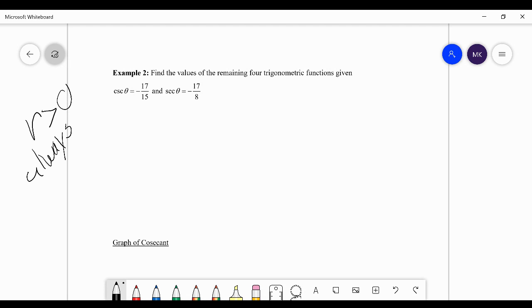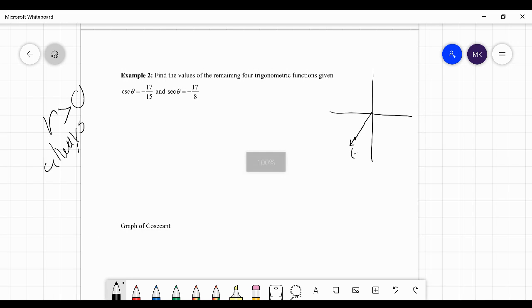Okay. So what I know is this triangle, this angle in standard position, okay? So it is going to be roughly here-ish. So we have the point negative 8, negative 15. This is our angle. And I know then this R value here is 17.